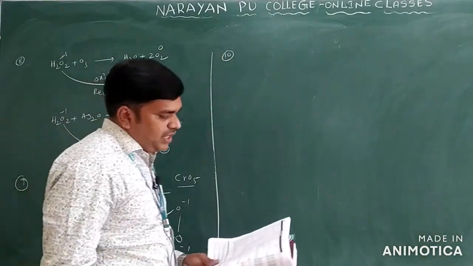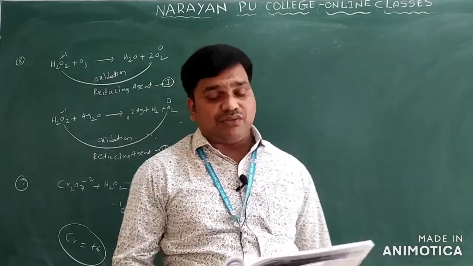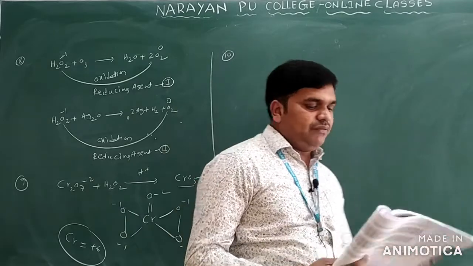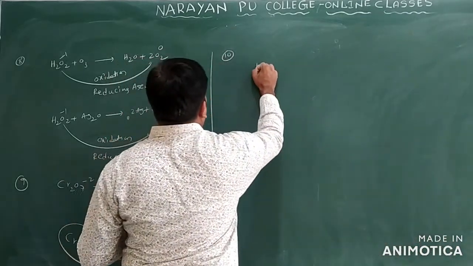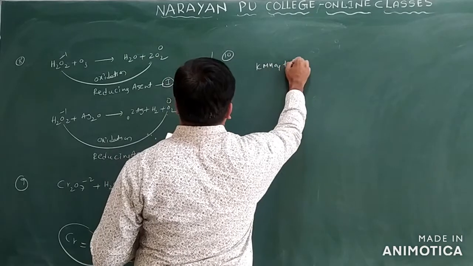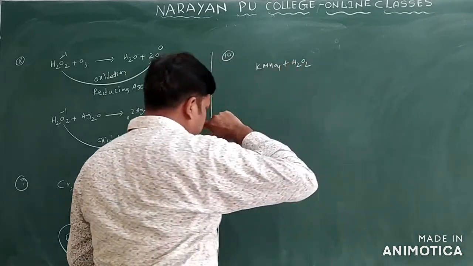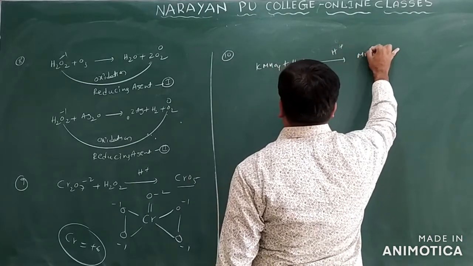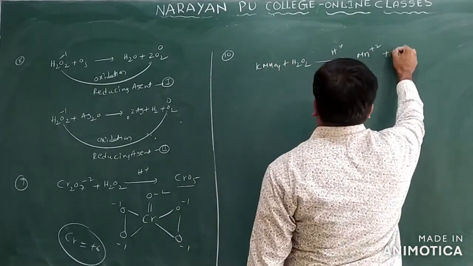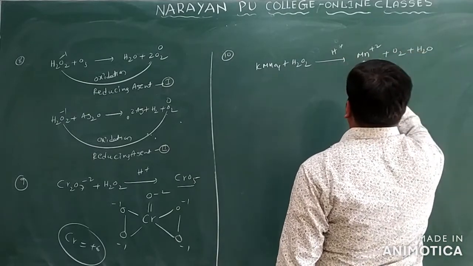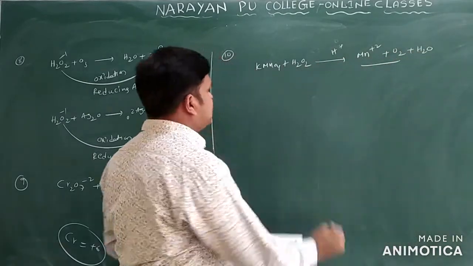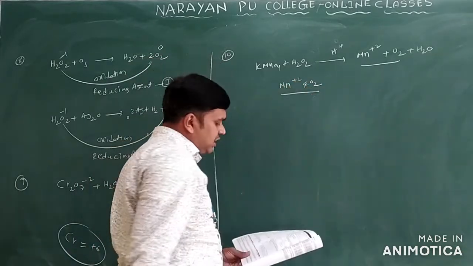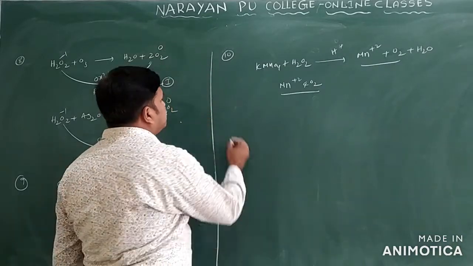Come to question number 10. In the reaction of aqueous KMnO4 with H2O2 in acidic conditions, what is given? Already we discussed this question. KMnO4, potassium permanganate, reacts with H2O2 in acidic medium, in H plus conditions. In acidic medium, MnO4 minus converts into Mn plus 2, plus O2, plus H2O. What are the products? Mn plus 2 and O2 only. So your answer is option 2.